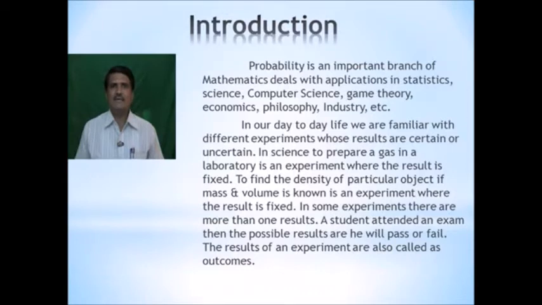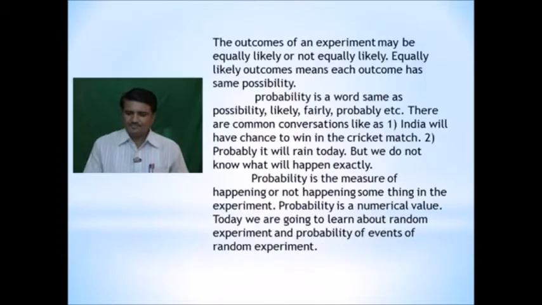If a student attends an exam, then the possible results are he will pass or fail. The results of an experiment are also called outcomes. The outcomes of an experiment may be equally likely or not equally likely. Equally likely outcome means each outcome has the same possibility. Probability is a word same as possibility, likely, fairly, probably, etc.